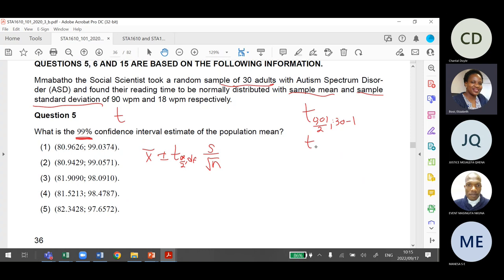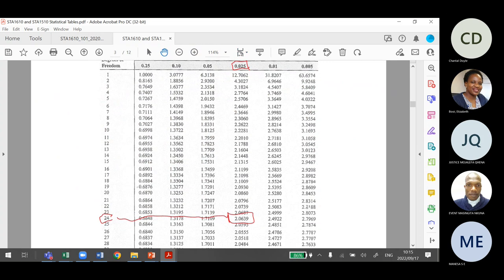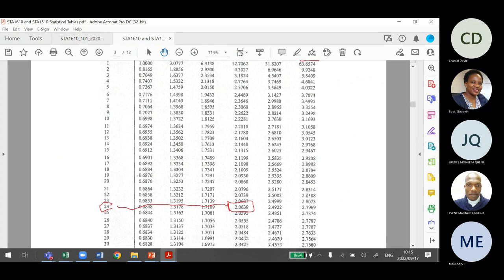Our T of 0.01, what is it? Is it 0.05 or 0.005? 0.005 and 29. Let's go find this critical value. So 0.005 and 29. It's the last column, and 29. It's 2.7564.